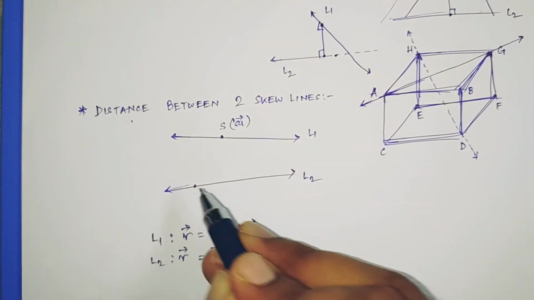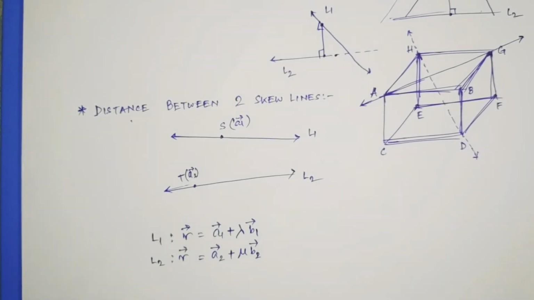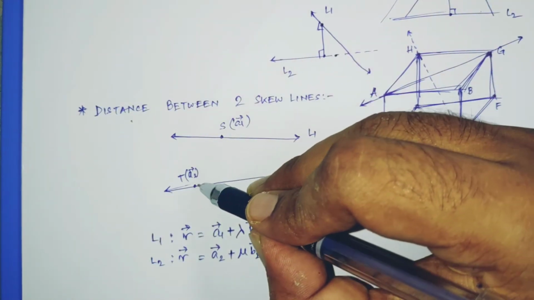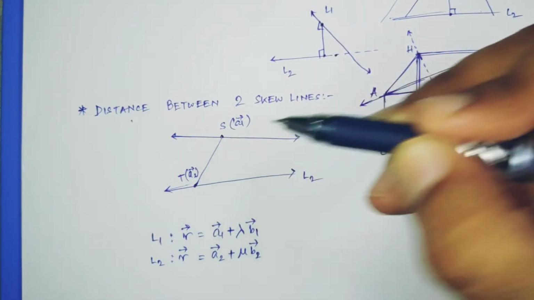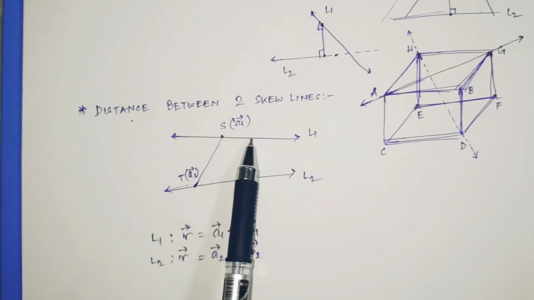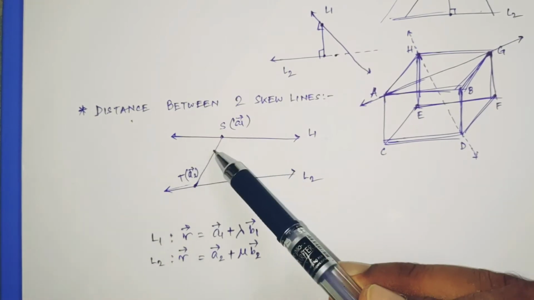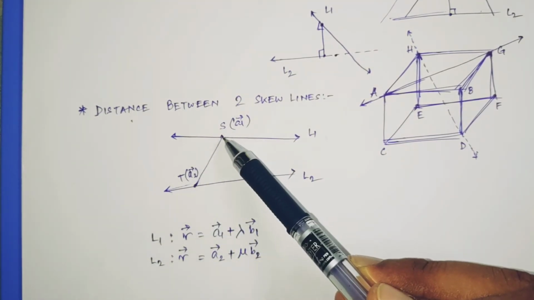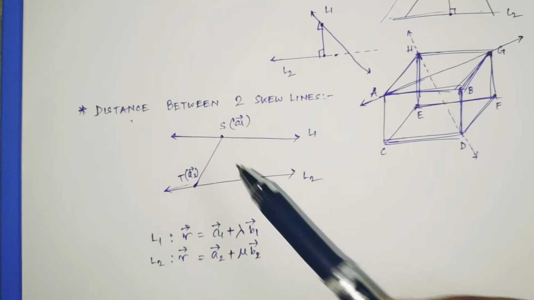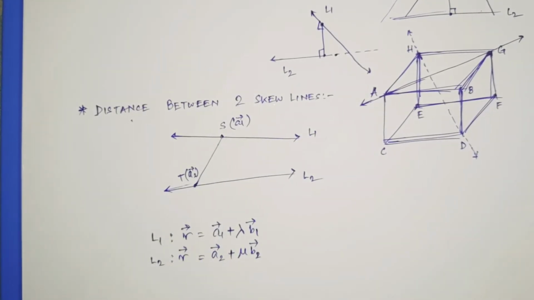Now A2 vector is what? Let's write here a point T whose position vector is A2 vector. Okay. So let us join these two points, ST. Now this is what? A general line segment. We are picking any point on line L1 and any point on line L2, and drawing a line with those two points. We get a general line segment, that is ST. Am I clear? Understood? Now what is B2 vector? B2 vector is a parallel vector of line L2.